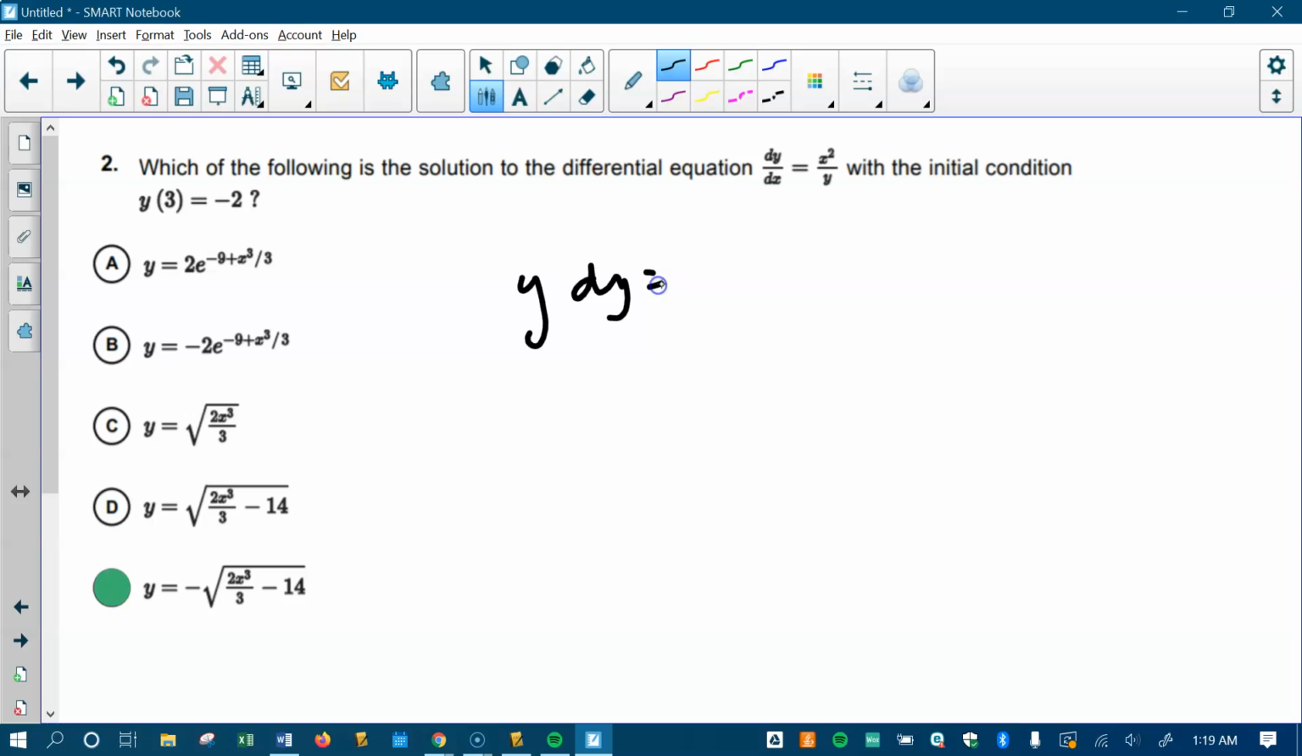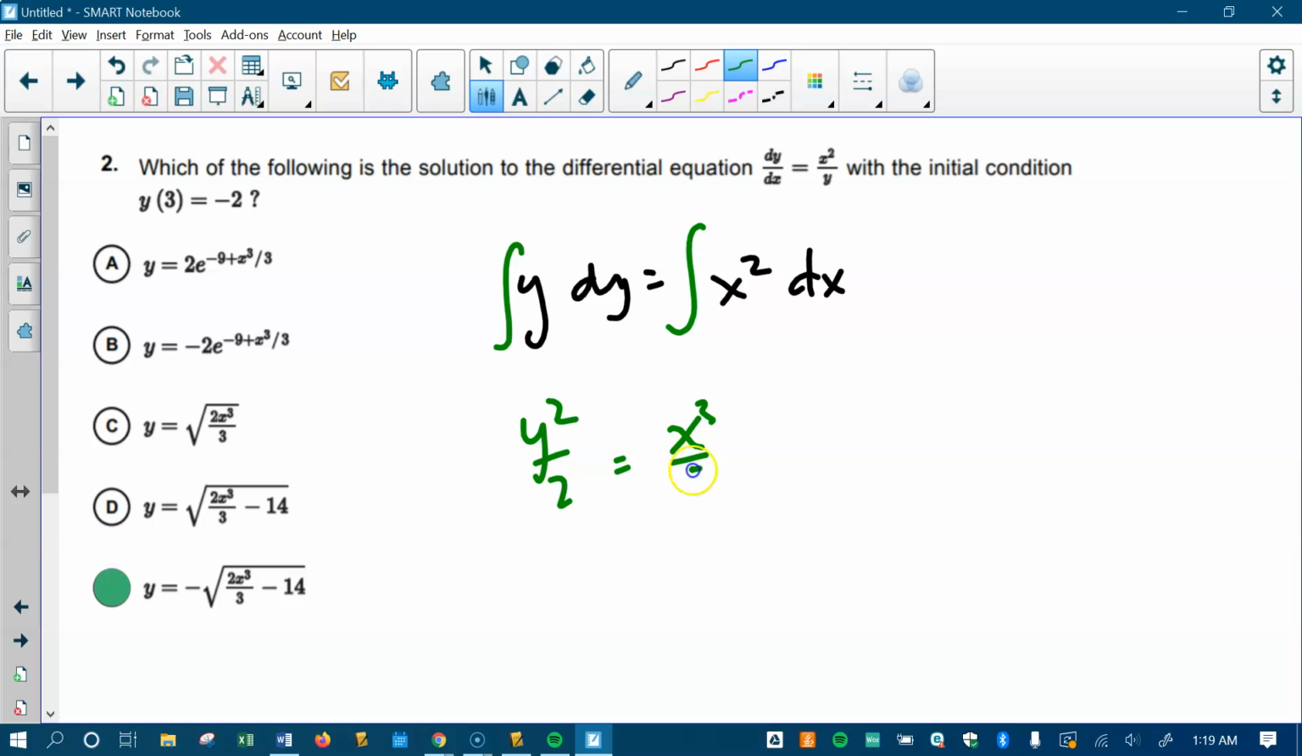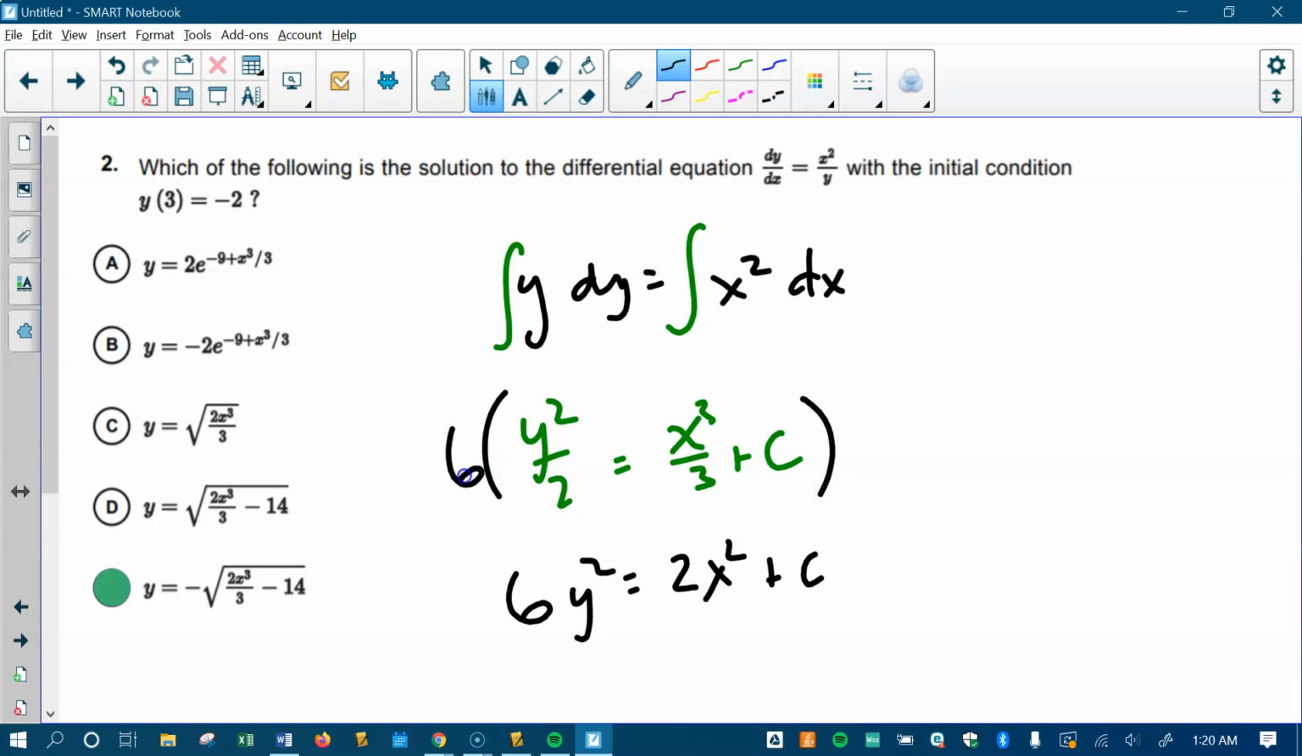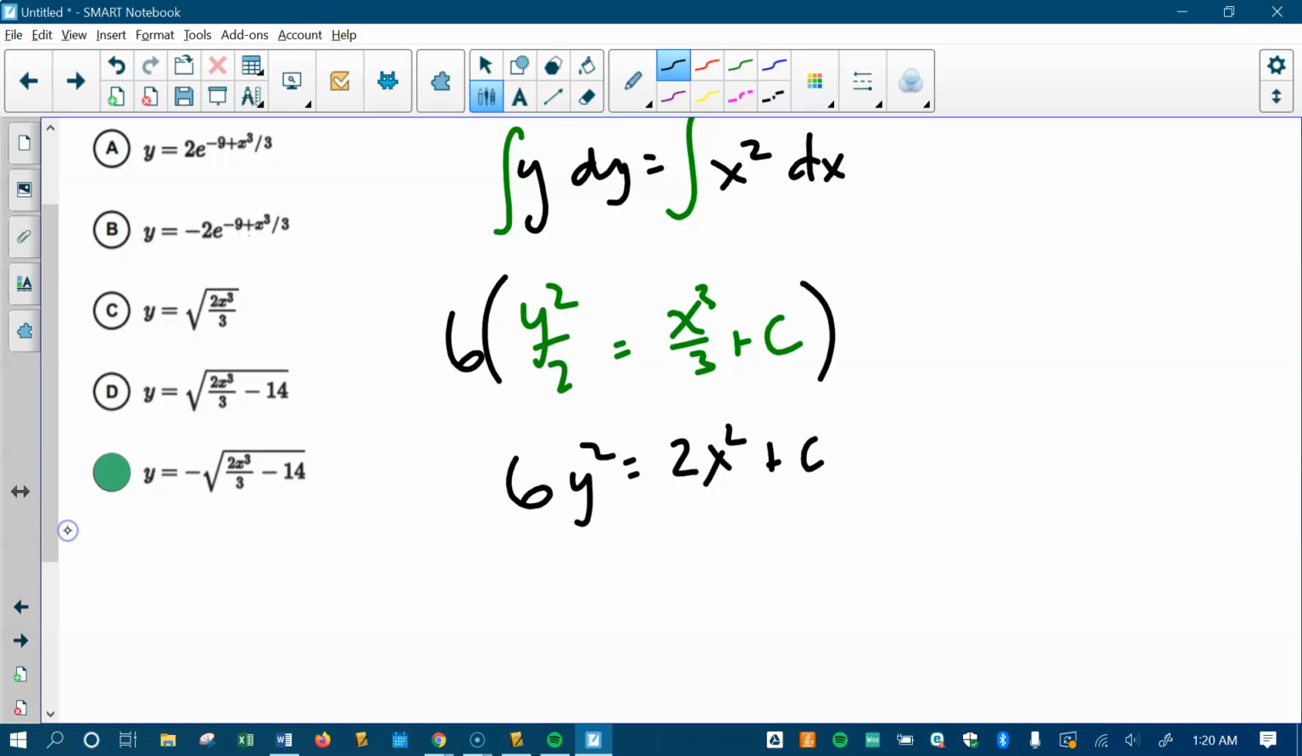y dy equals x squared dx. Let's go and integrate both sides because we have a solution to a differential equation. We get y squared over 2 equals x cubed over 3 plus c. We could multiply it by 6 to get rid of that denominator. So 3y squared equals 2x cubed plus c. So again, I just multiplied everything by 6. And then, dividing by 6, and just checking something else here.